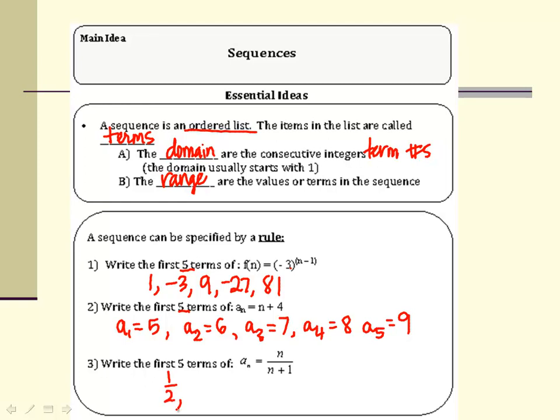If I plug in a 2 for my second term, 2 over 2 plus 1 is 2/3. If I plug in the third term, I get 3 over 3 plus 1 makes 4. If I plug in the fourth term, 4 over 4 plus 1 makes 5. And the fifth term, 5 over 5 plus 1 is 6. So far, I'm hoping this is pretty easy for you. Again, you plug in 1, 2, 3, 4, 5, you get a value.